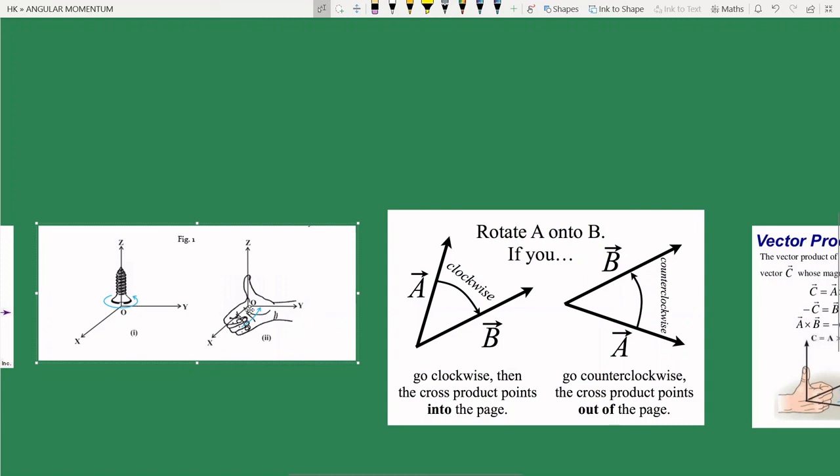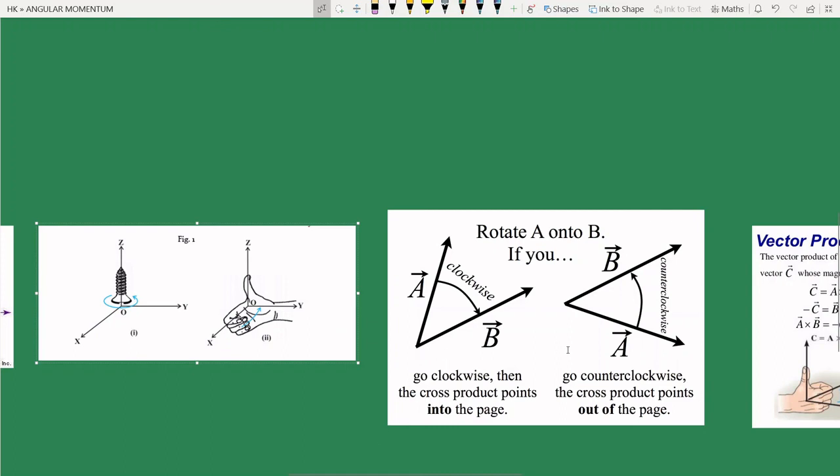So the thumb is extending out of the page, the z direction. If this page represents the xy plane, the thumb will be towards you. That is it. On the other hand, if you are rotating in the clockwise sense, how do you find A cross B here? Again, extend your index finger to A, then rotate all the four fingers to B. In that case, the thumb will be pointing downward into the page.